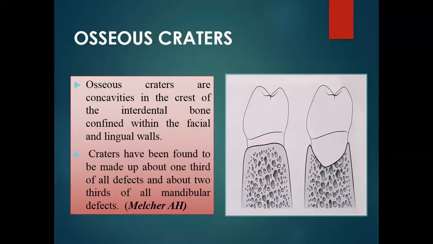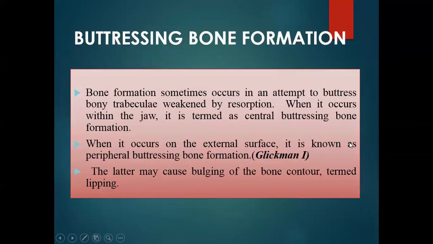Next, we see about the osseous crater. Osseous craters are concavities in the crest of the interdental bone, confined within the facial and lingual walls. Craters have been found to make up about one third of all defects and about two-thirds of all mandibular defects. You can see a normal bony pattern. Here we can see a crater formation. This may be due to plaque accumulation and calculus causing bone resorption.